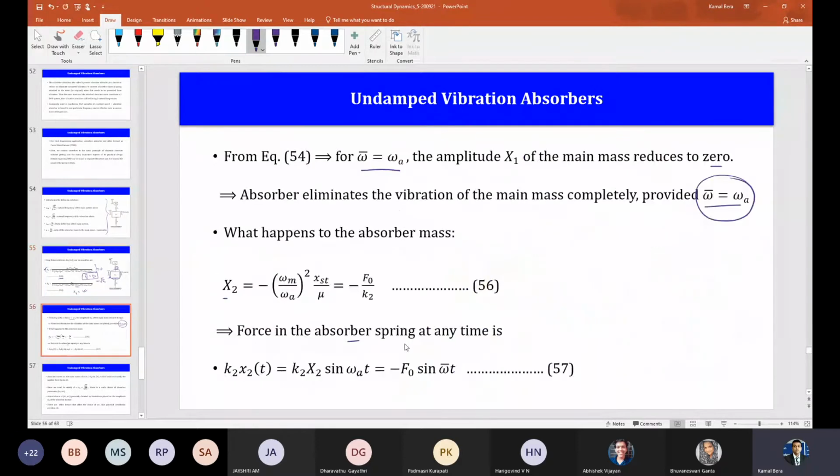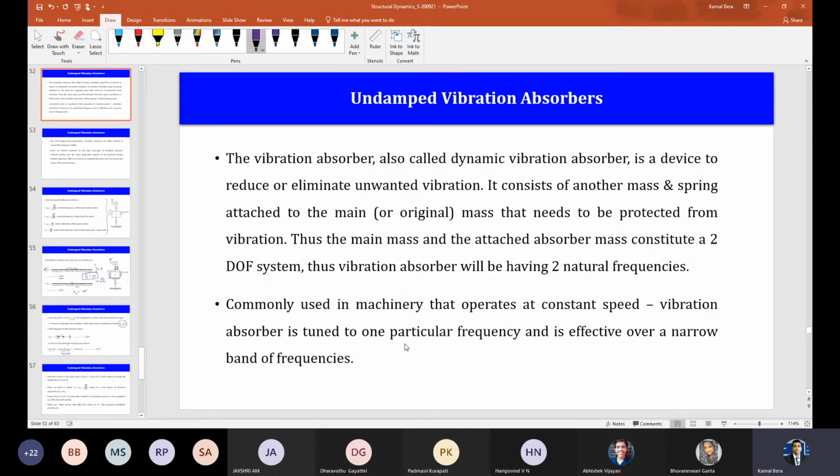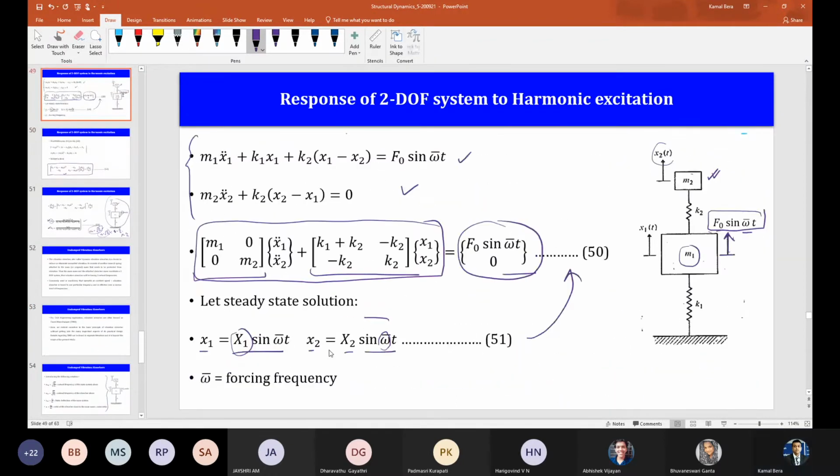I want to see what reaction force it is providing. So k2 into x2, that is nothing but k2 into capital X2 sine omega bar t. It is actually X2 sine omega bar t, right? That is the assumed solution. Just look at that, right? Small x2 equals X2 sine omega bar t.